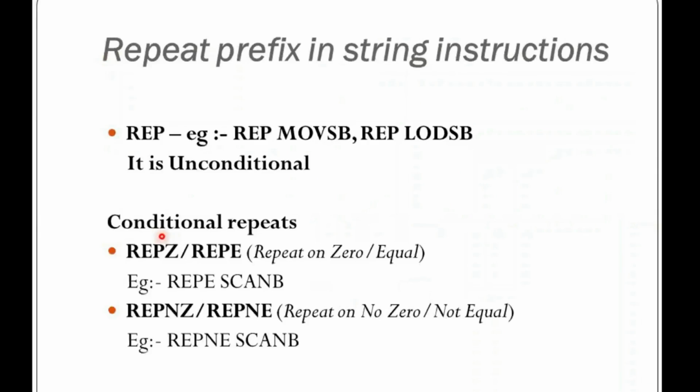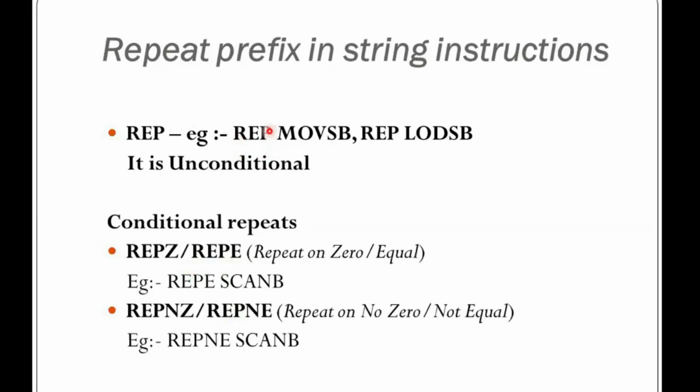Using these conditional repeats. Repeat on scan, or repeat whenever the operation has produced the zero flag, or when the operation has not produced the zero flag. That means the previous operation has, if it is repeat on equal, repeat on not equal, repeat on not zero, repeat on zero. In either way you can use it. I hope you got the point.